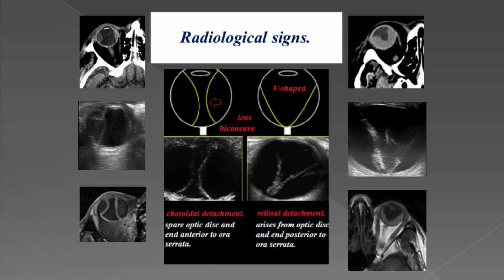Radiological signs. In case of choroidal detachment, it spares the optic disc and ends anterior to the ora serrata, giving the biconcave lens sign. While in case of retinal detachment, it arises from the optic disc and ends posterior to the ora serrata, giving a V-shaped sign appearance.